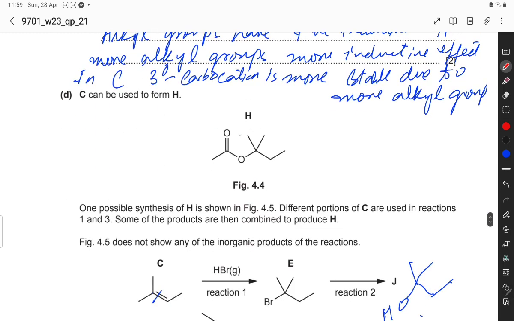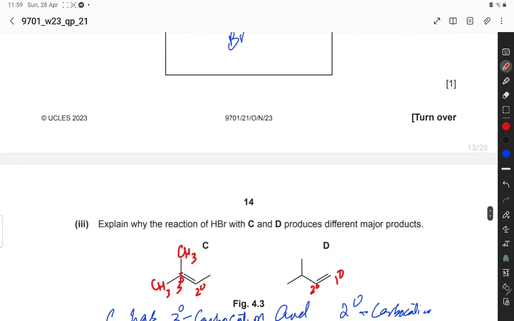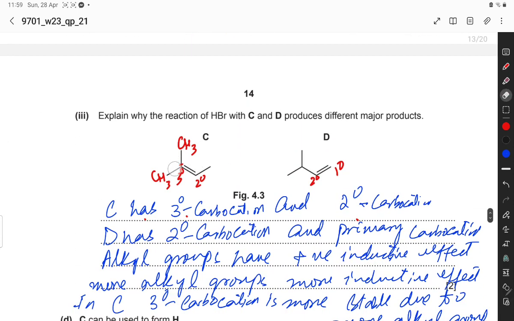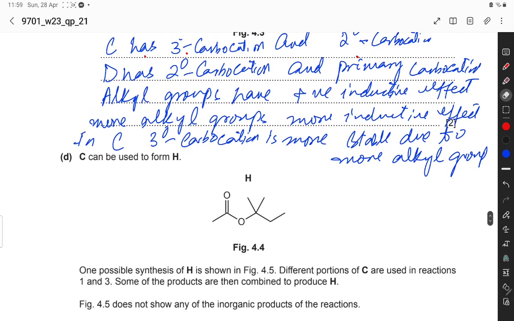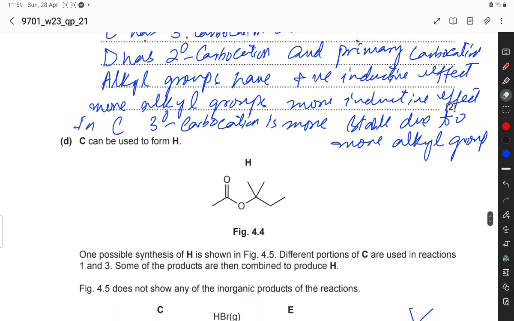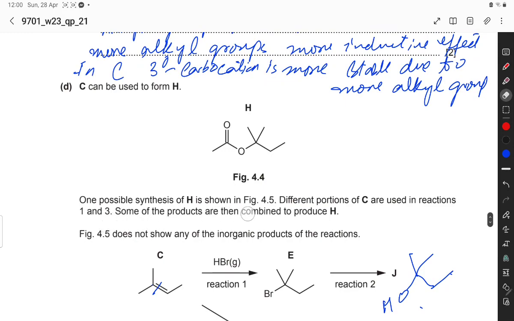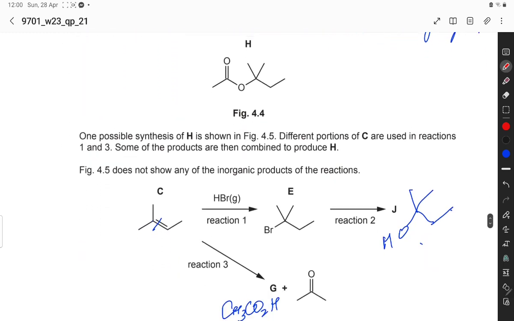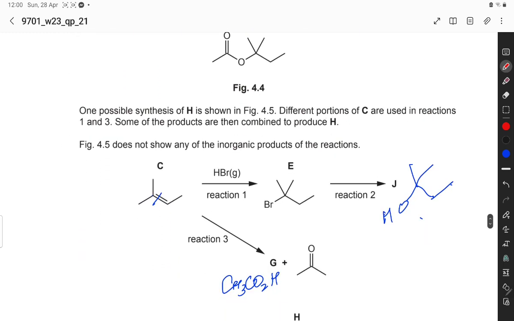C can be used to form H. So this is the C compound, which can be used to form this compound. One possible synthesis of H is shown in figure 4.5. Different positions of C are used in reactions 1 and 3. Some of the products are then combined to produce H.